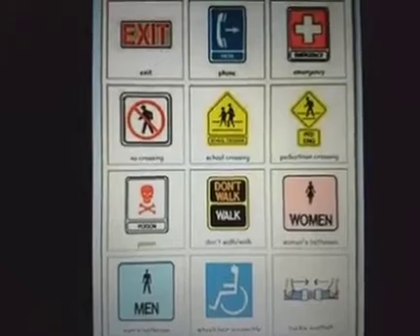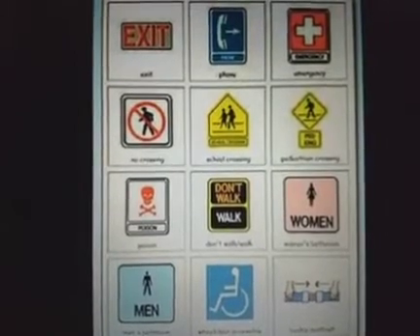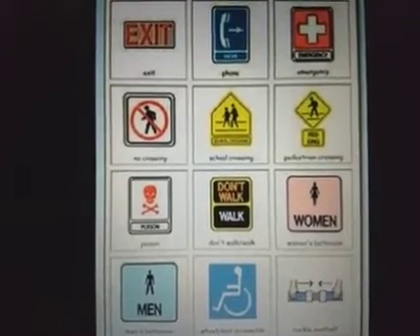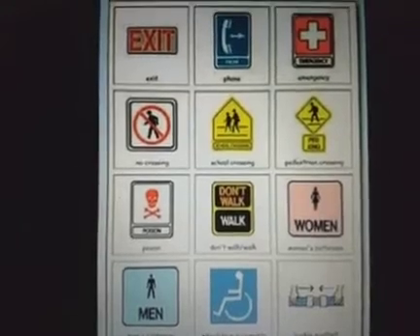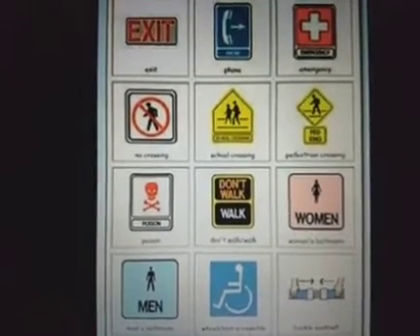I want you to hunt for some more signs and symbols that you will come across when you go shopping or when you go to a restaurant.